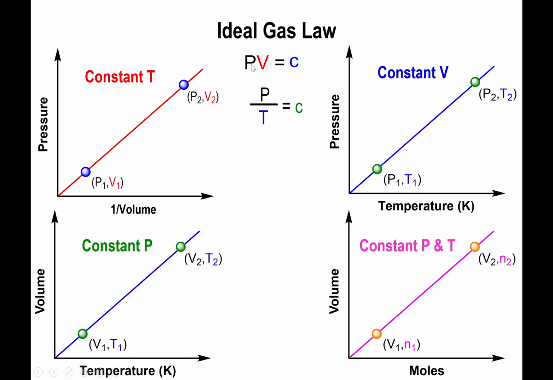So, for Boyle's law, we have P times V equals the slope of the line. For Gay-Lussac's law, we have pressure over temperature equals the slope of the line. For Charles' law, we know that volume over temperature equals the slope of the line, and for Avogadro's law, we know that volume over moles equals the slope of the line.